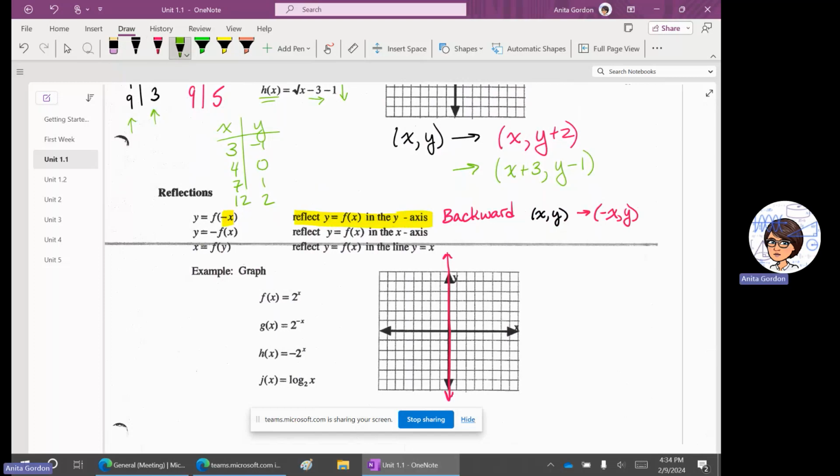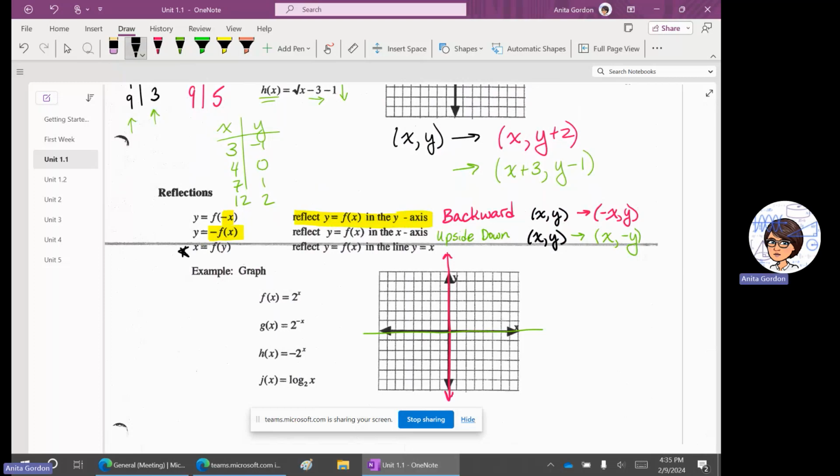If I have a transformation where I am replacing y with negative y, meaning I'm taking my whole function and I'm making it negative, now I am reflecting it upside down over the x-axis. So I'm taking my base function points, x, y, and I'm transforming them to leave the x alone, make the y's negative.